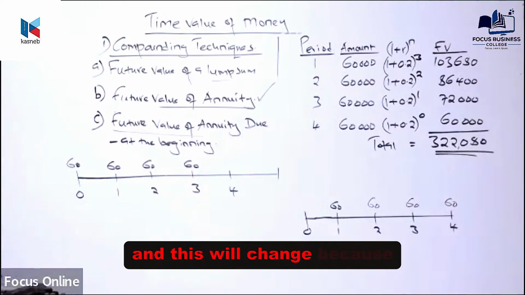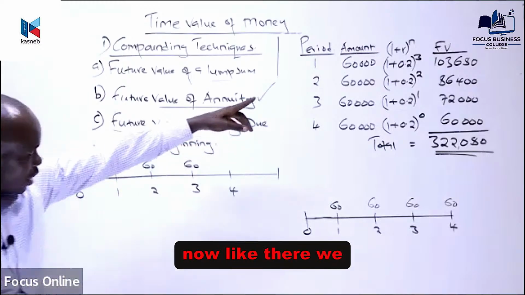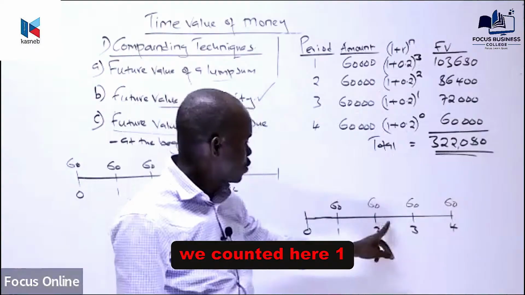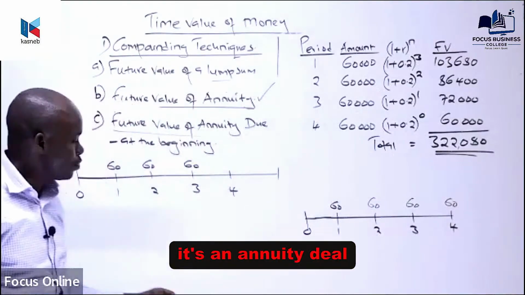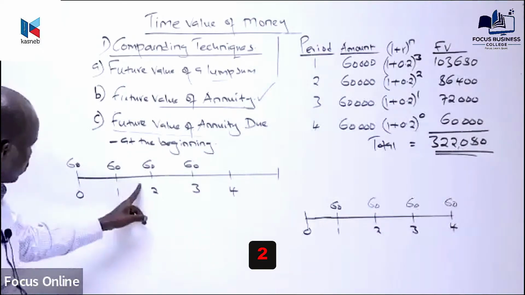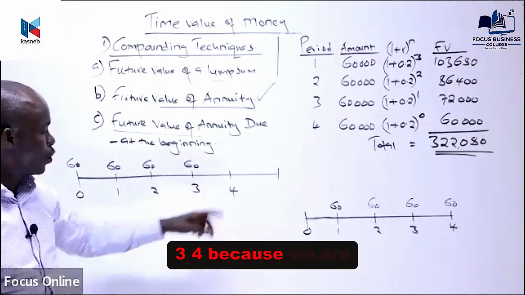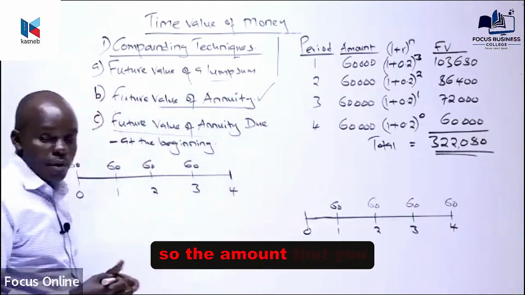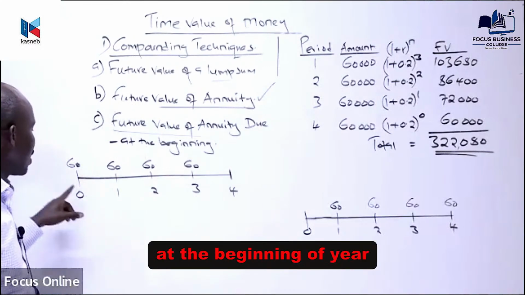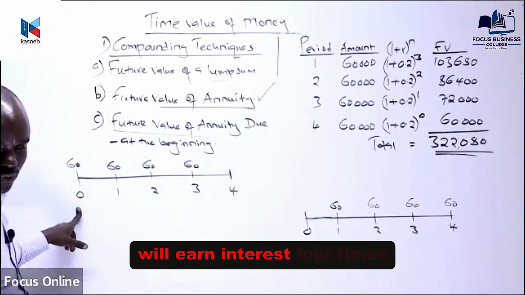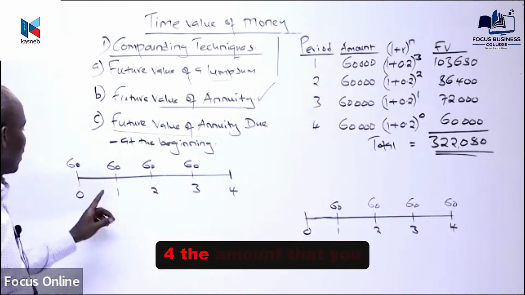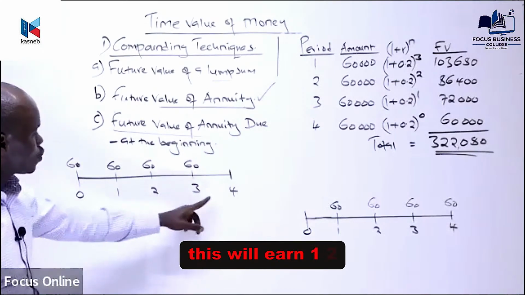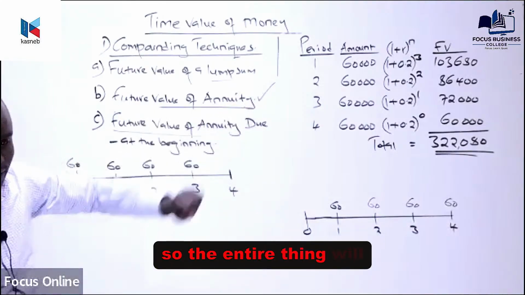And this will change because, here we had said this is power 3 because we counted 1, 2, and 3. But if it's an annuity due, we will now have 1, 2, 3, 4 because we are going up to the end of year 4. So the amount that we invested at the beginning of year 1 will earn interest 4 times: 1, 2, 3, 4. The amount that we invested at the end of year 1 will earn interest 3 times. This will earn 2, and this will earn 1. So the entire thing will change there.